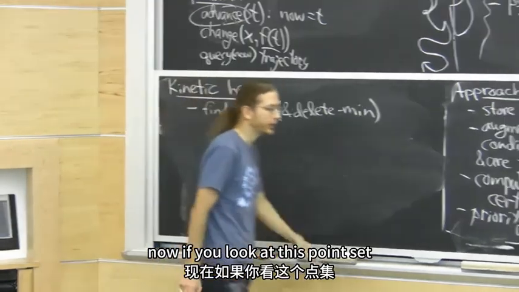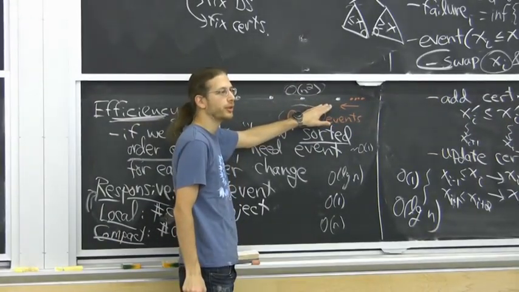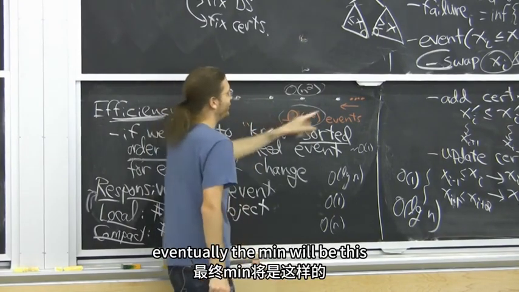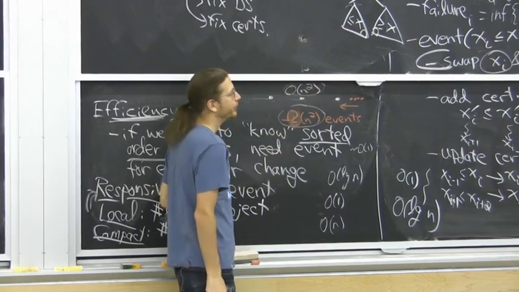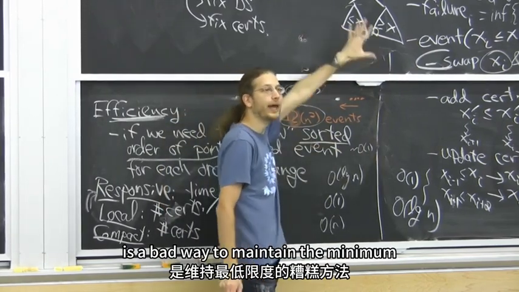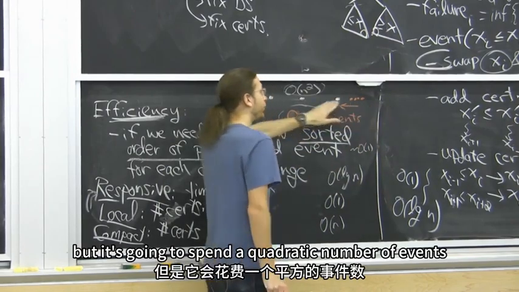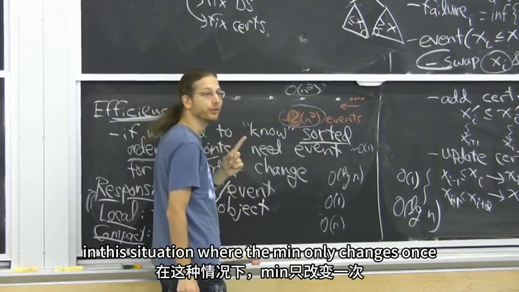Now, if you look at this point set, and their velocities, how many times does the minimum change? Once. Initially the min is this, eventually the min will be this. One change to the minimum. So this data structure is a bad way to maintain the minimum. Yes, it does maintain the minimum, but it's going to spend a quadratic number of events in this situation where the min only changes once.